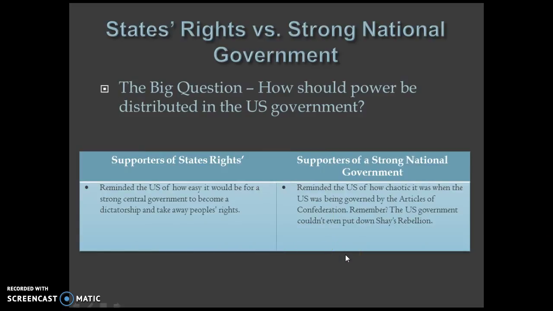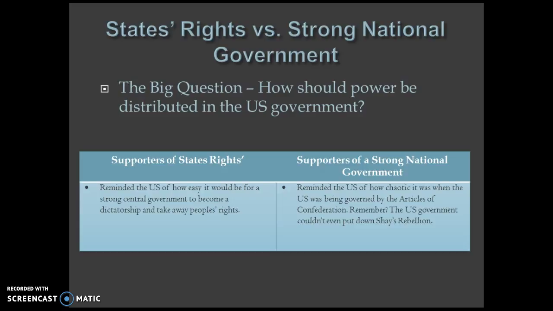If you support states' rights, and again, guys, states' rights is the view that states should have more power than the federal government. They have certain rights that should not be infringed upon or taken away by a powerful federal government. So if you're a supporter of states' rights, which was the South at this time, those are things that are going to be connected throughout the Civil War era.